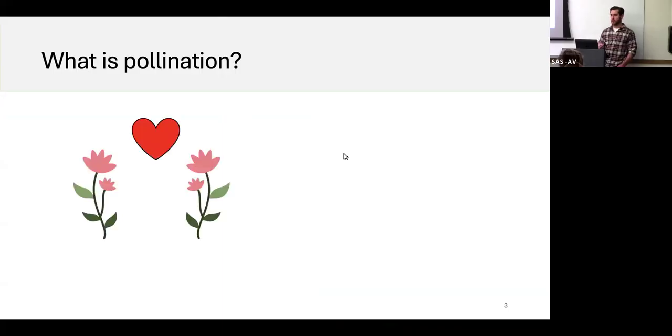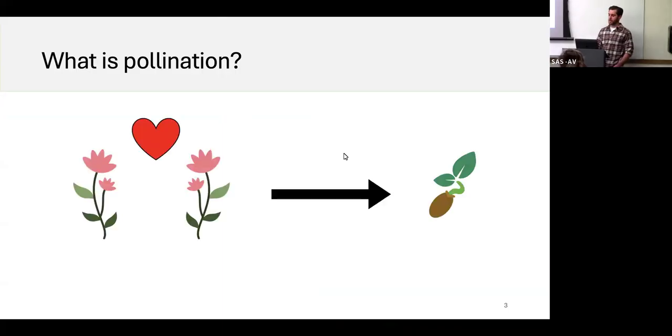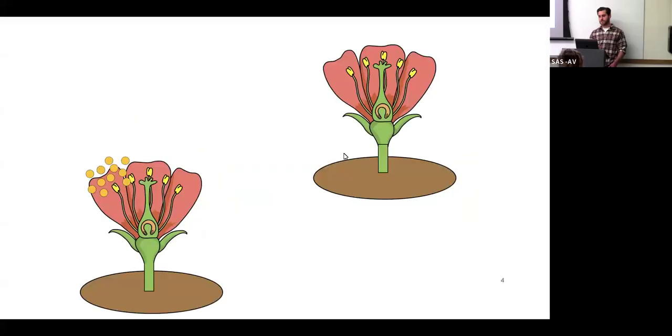Well, really simply, pollination is how plants have sex and make new plants, or in the case of plants, little seeds that turn into new plants. And for plants, it's a little bit hard for them to do this because they are literally rooted in the ground. So they can't really just get up and walk around and meet their neighbors and that sort of stuff. So they have to rely on a little bit of help.